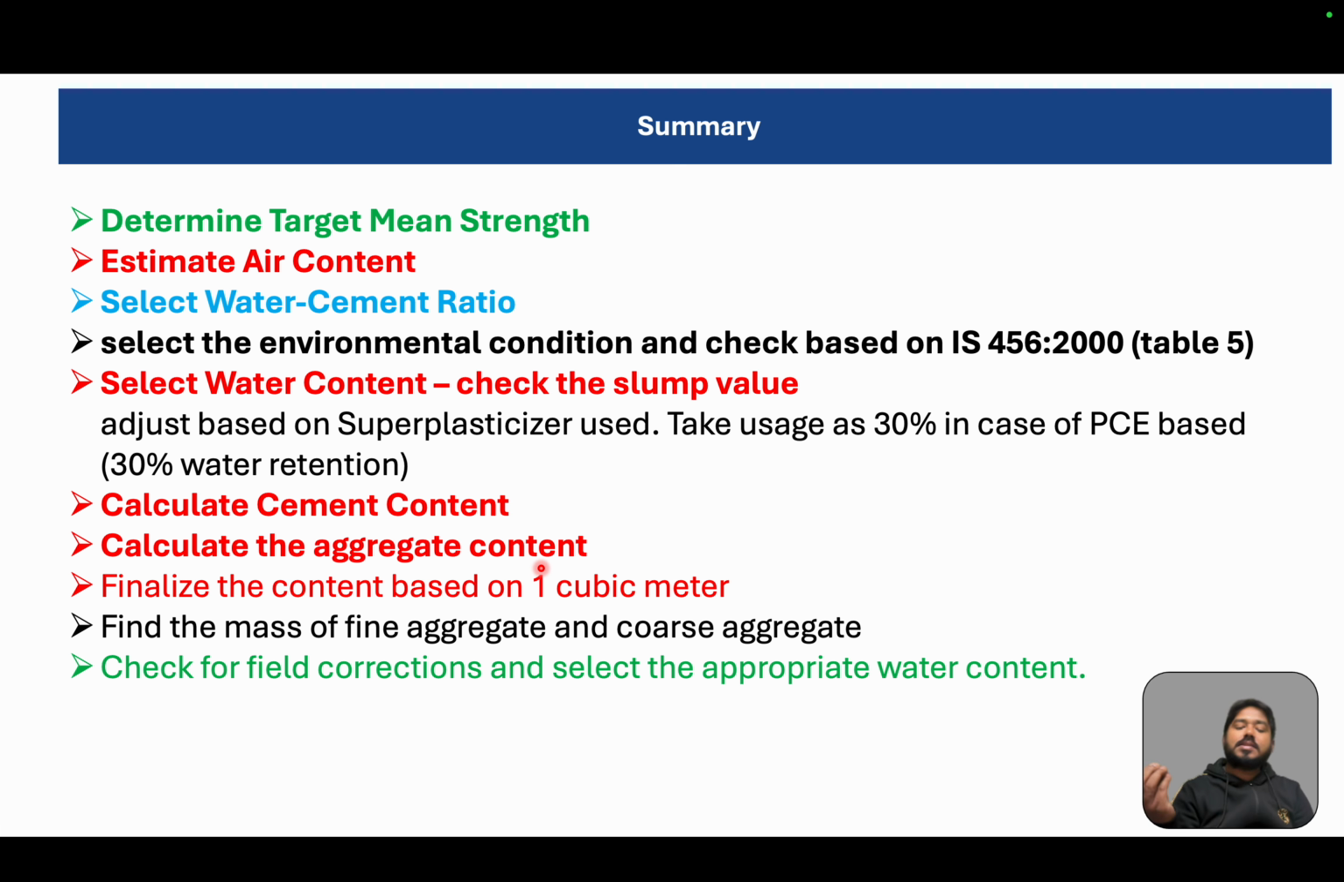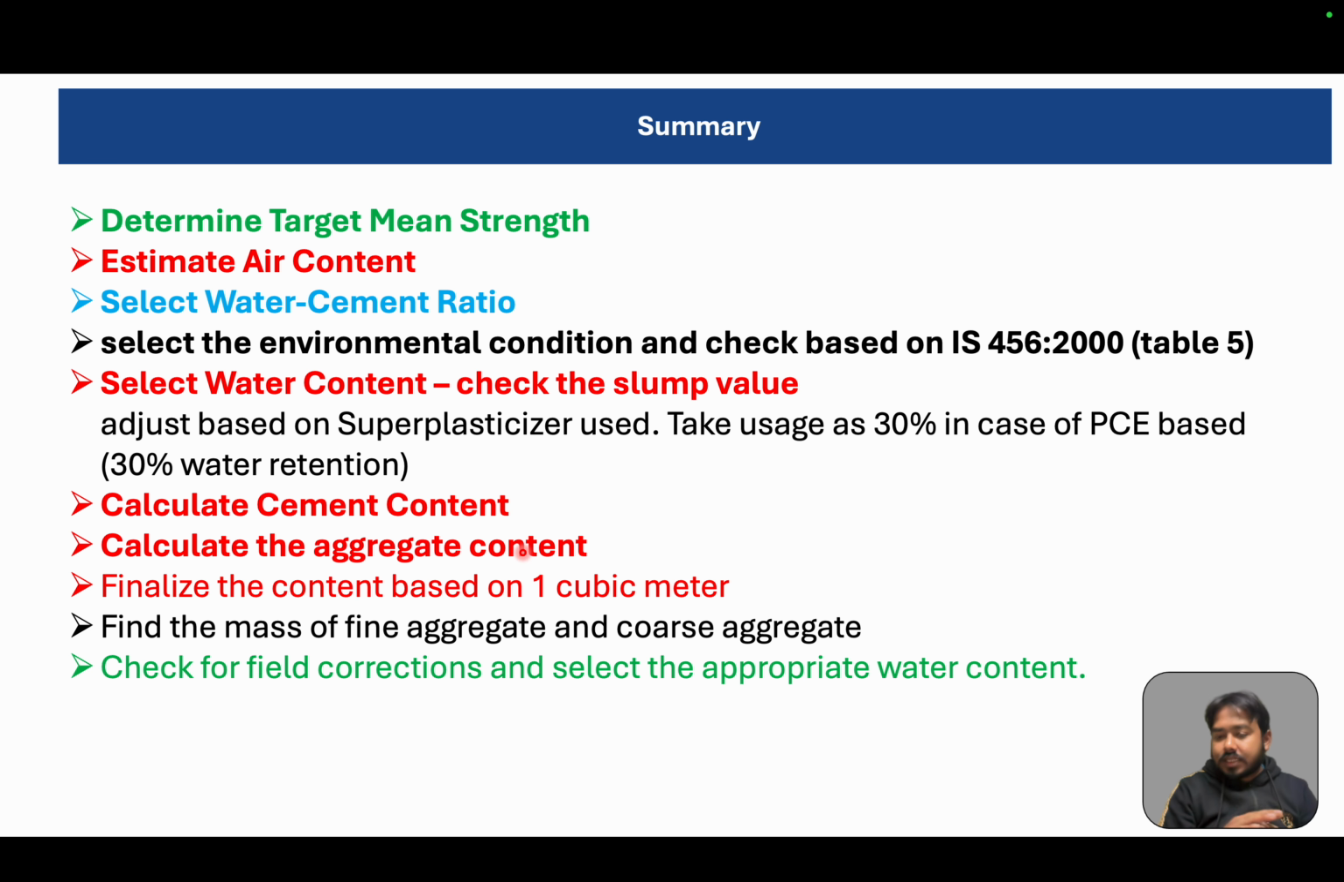Aggregate content in the sense you have to check, based on the codal provision, how much excess aggregate is required. For that, you have to refer to table number 5. And once that is done, you proceed with how much excess aggregate is required. And here also, like your workability, you have a codal provision. So for every change of water to cement ratio of 0.05, you have to adjust the aggregate content by 0.01. So accordingly, you have to calculate the aggregate content.